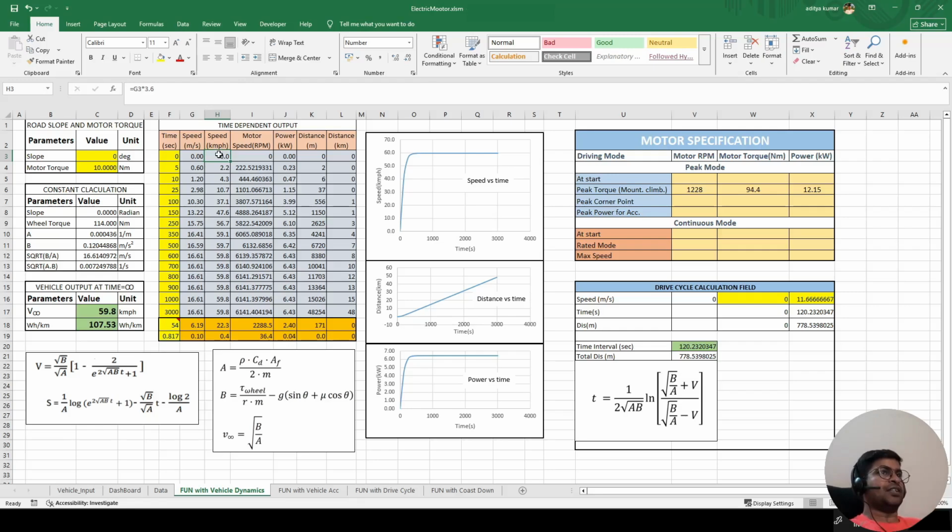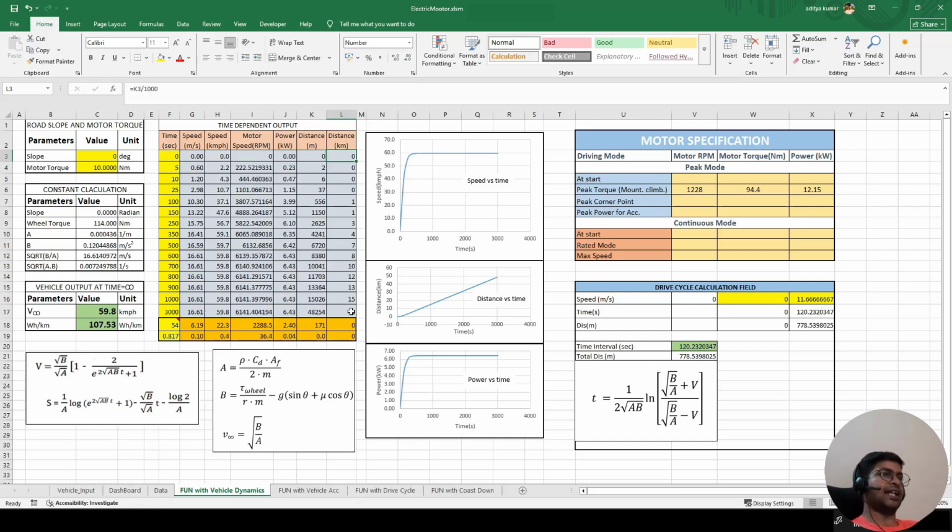If we know the vehicle speed, then we can calculate back the motor speed, and that's what I have calculated here, in RPM. Then we can calculate the motor power. How can we calculate the motor power? We know the RPM, we know the torque, we just multiply and get the motor power. Here I have calculated motor power in kilowatts. Next, I have calculated the distance using this formula, which is in meters, and then I converted it into kilometers, and dragged this formula down till 3000 seconds.